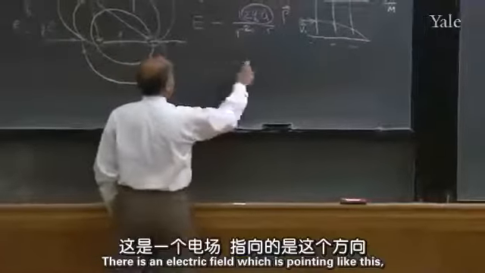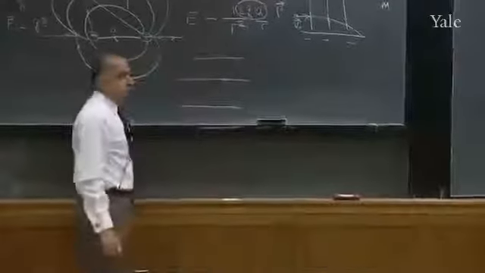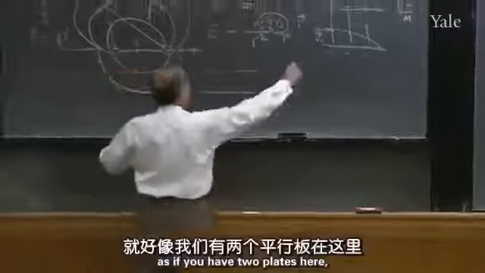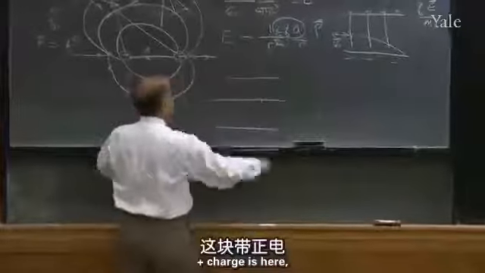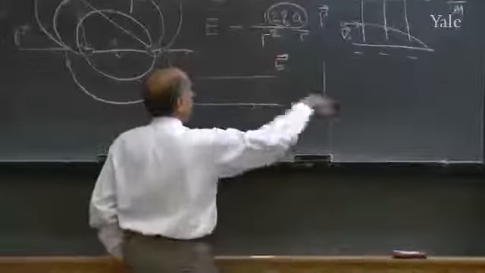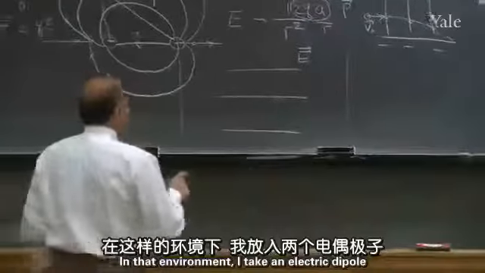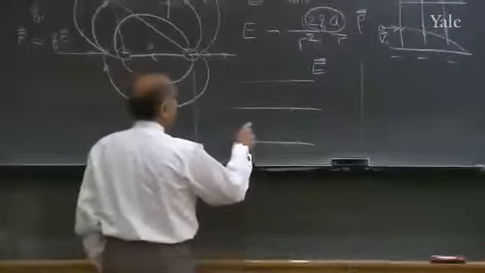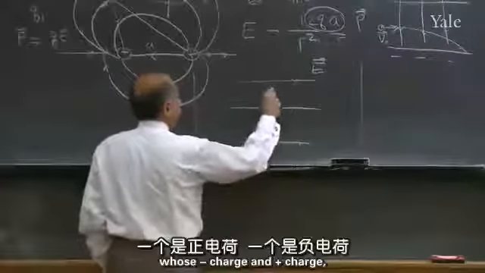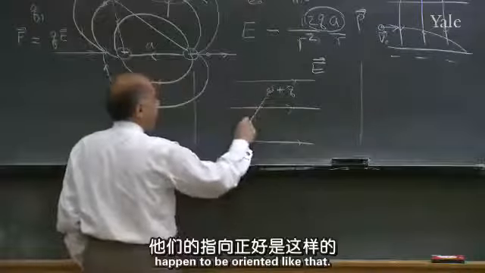There is an electric field which is pointing like this, as if you had 2 plates here, okay? Plus charges here, minus charges there. They're producing a constant electric field in the horizontal direction. In that environment, I take an electric dipole whose minus charge and plus charge, plus Q and minus Q, happen to be oriented like that.